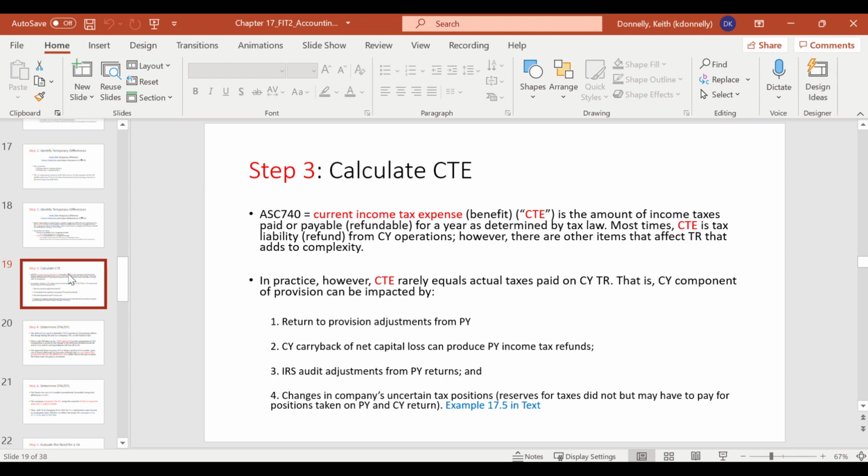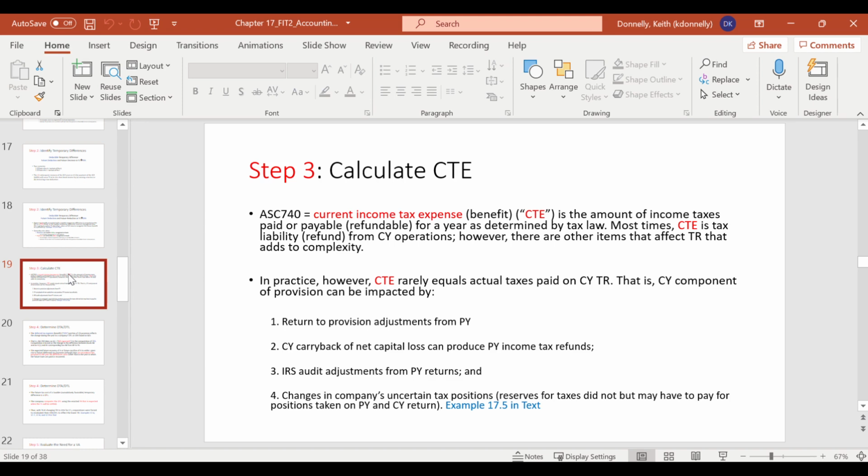current tax expense. So this is what you're going to currently owe, or it could be your current tax benefit, right? If you were to receive a refund, but normally you owe money, right? And I have here, it's the amount of income taxes paid or payable or refundable for a year as determined by tax law. Most times the current tax expense is a liability from current year operations. However, there are other items that can affect this.